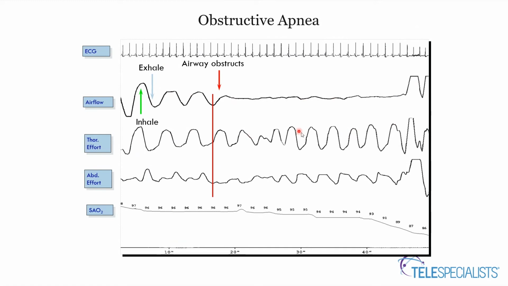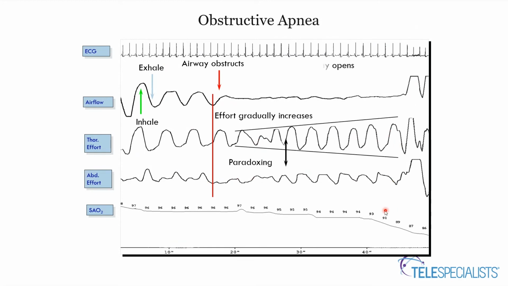So the thoracic effort, the body is still trying to breathe. The abdomen is still moving. But what you get is increased effort, and you get paradoxing, meaning they usually move together, but they're trying to force each other to move with so much effort that they start moving opposite. And then here at the end, the airway opens and you get restored airflow. Meanwhile, the oxygen saturations drop and they can go extremely low depending on how long this event persists.